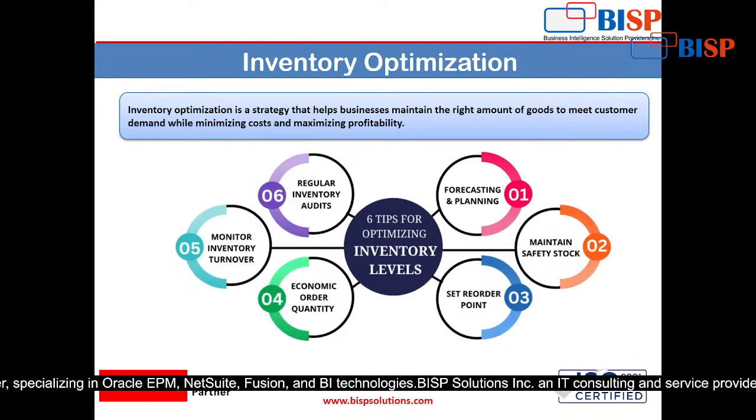So that is why it is used here, right? Now the idea is clear why we are doing this. Okay, now inventory optimization is a strategy that helps a business maintain the right amount of goods to meet customer demand while minimizing cost and maximizing profitability. That means minimizing that stock which is not used today and maximizing that stock which is likely to be used maximum by the people.